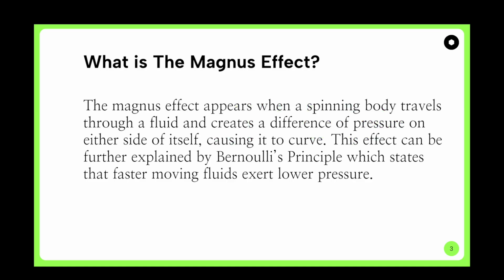We start by answering the question, what is the Magnus effect? The Magnus effect appears when a spinning body travels through a fluid and creates a difference of pressure on either side of itself, causing it to curve through the fluid and experience a force perpendicular to its motion. This effect can be further explained by Bernoulli's principle, which states that faster moving fluids exert lower pressure.